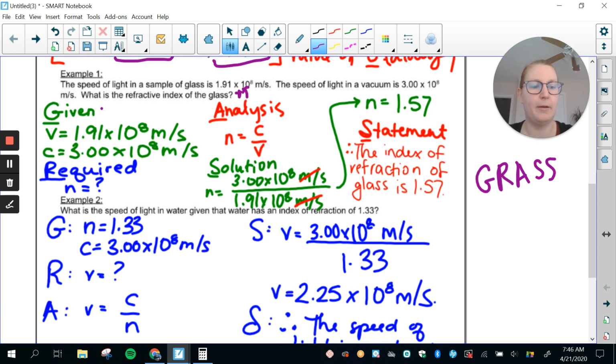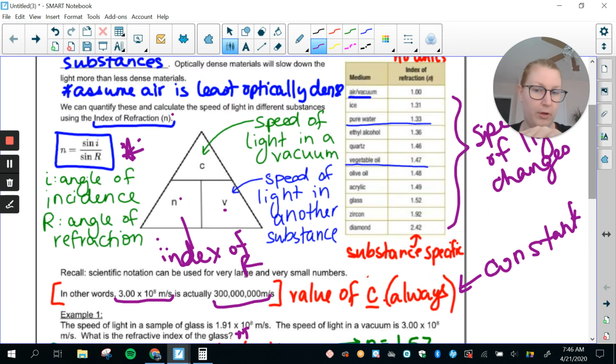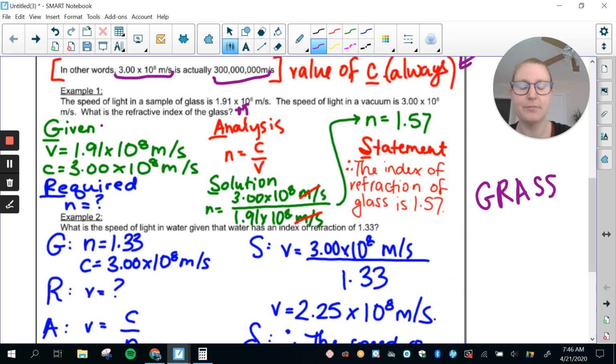So I'm going to scroll back up for just a second and explain the use of this triangle. Now, some people don't like to use the triangle. They prefer to just memorize the equation. I'm fine with either. So what I'll just mention here is if we're trying to solve for n, what we're left with is c over v, as in c divided by v. Okay, so in my analysis, or my A, I'm listing simply that formula.